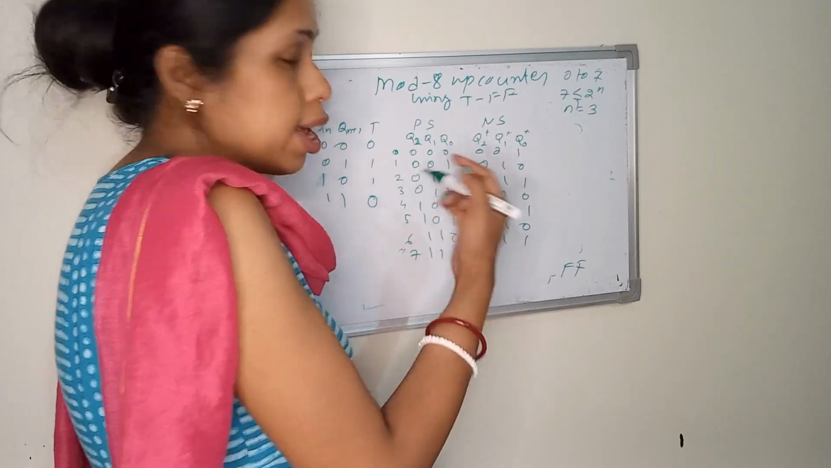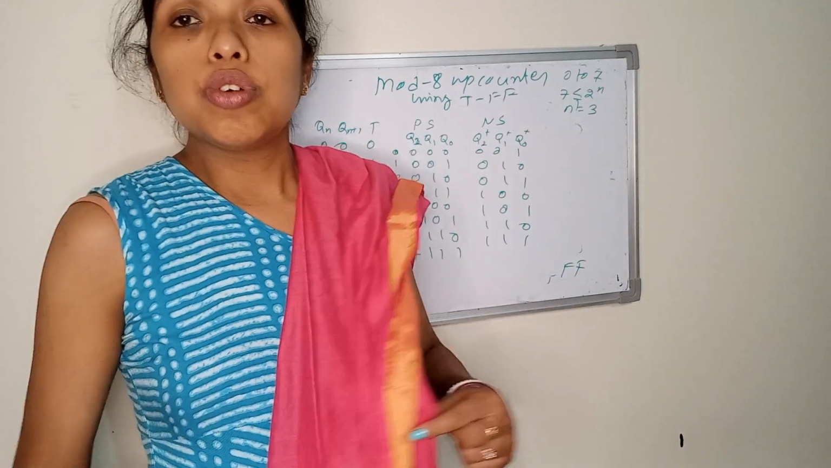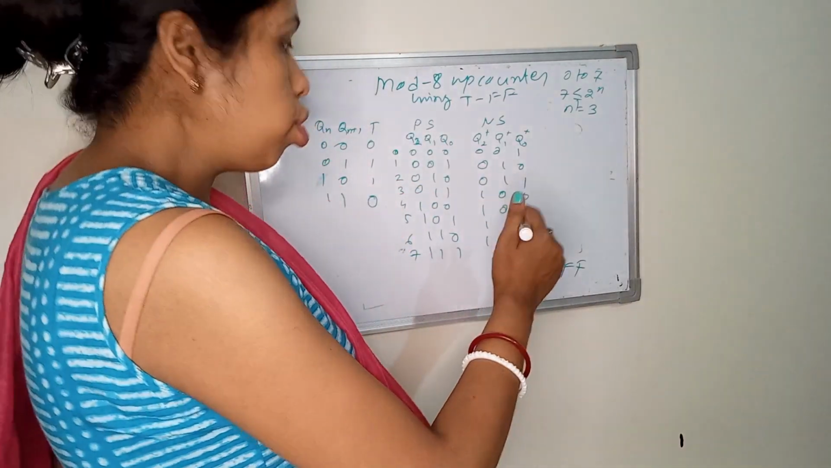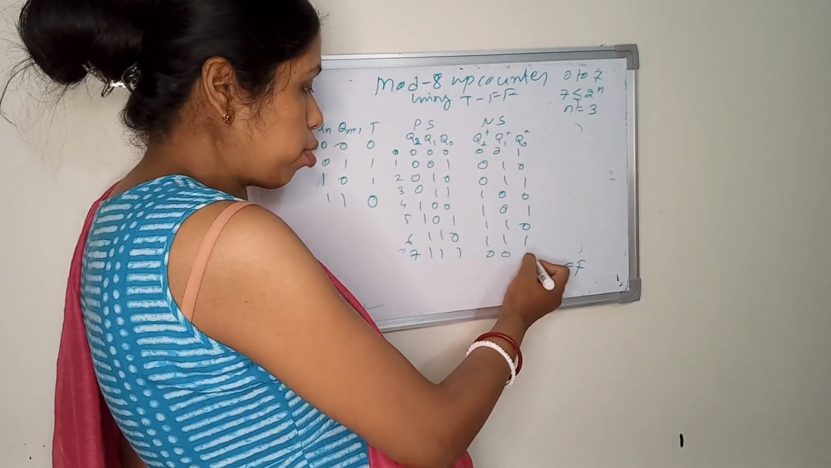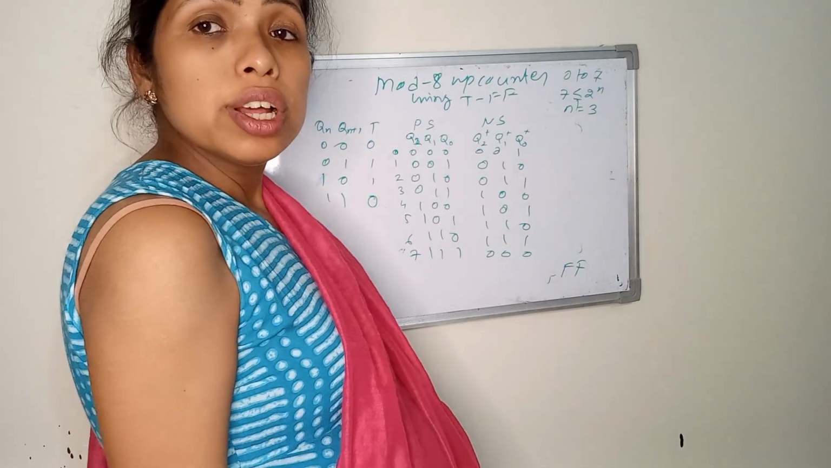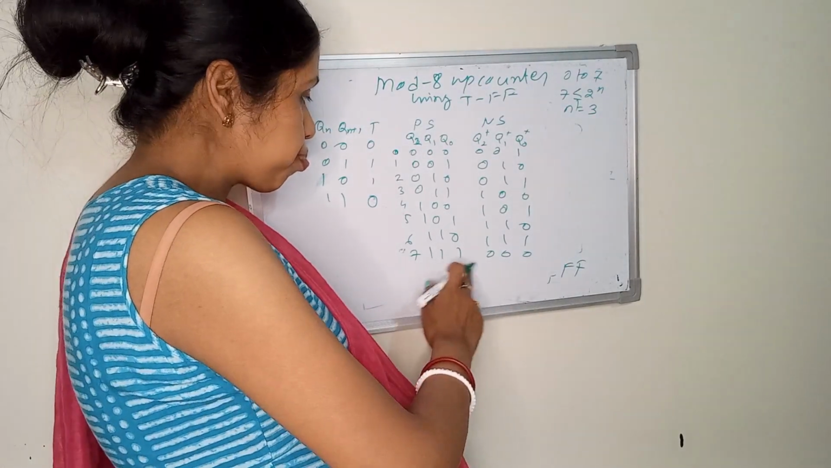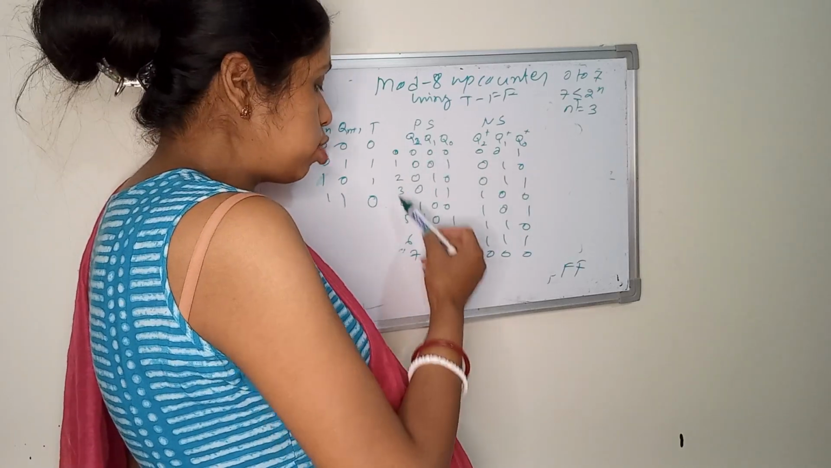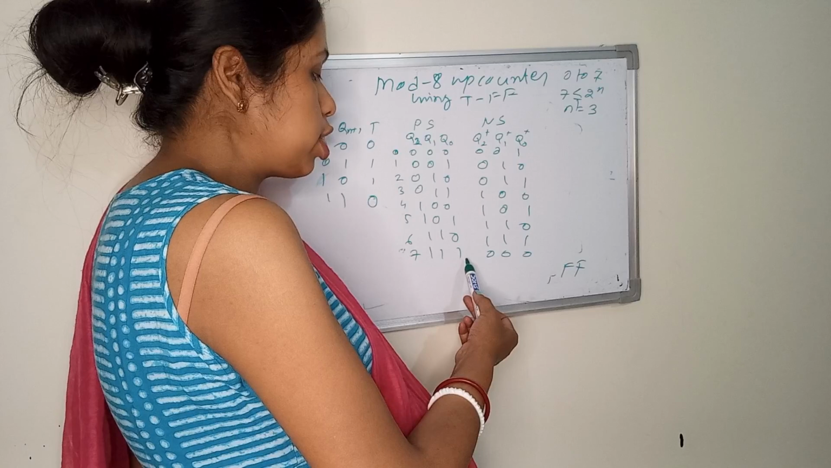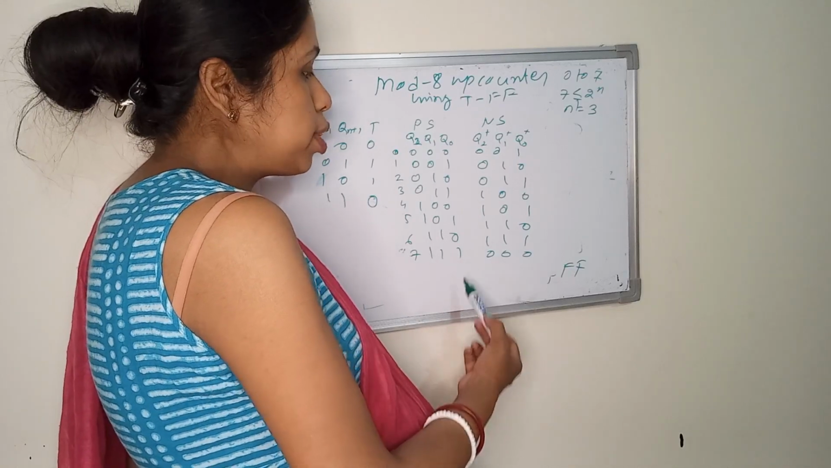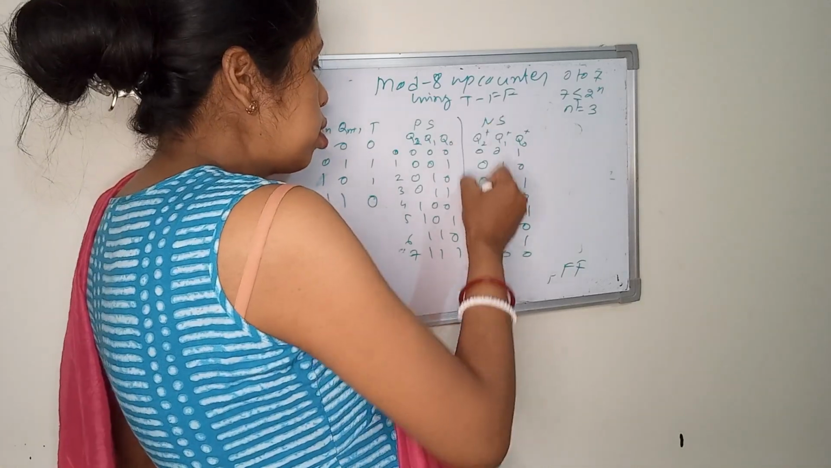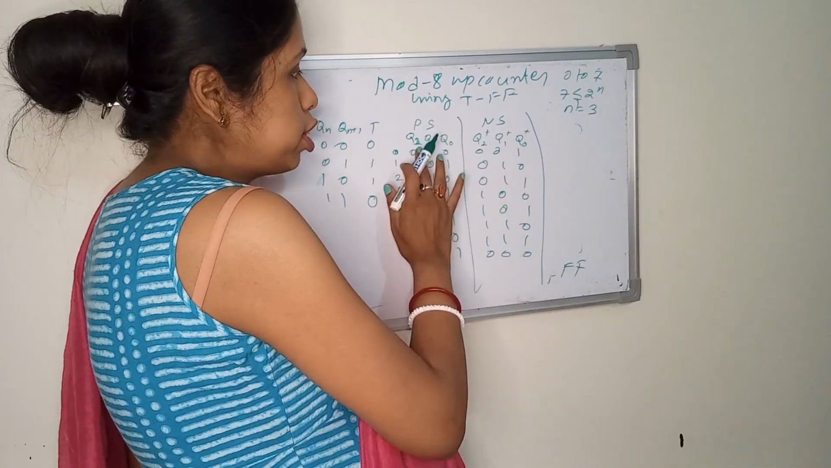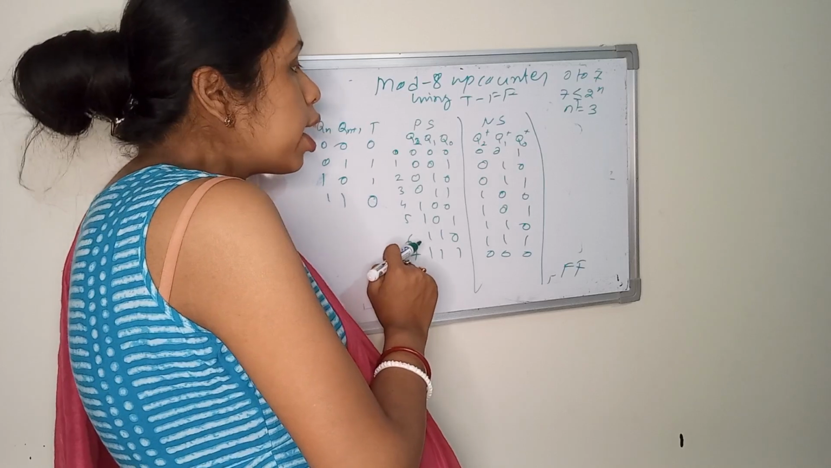For 7, it will again come to 0. So 111 goes to 000. If 0 is the present state, 1 is the next state, and if 7 is the present state, 0 will be the next state. Now I am writing the excitation table for the corresponding present state and next state.